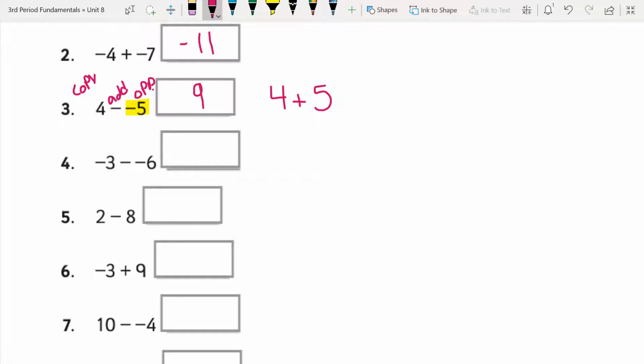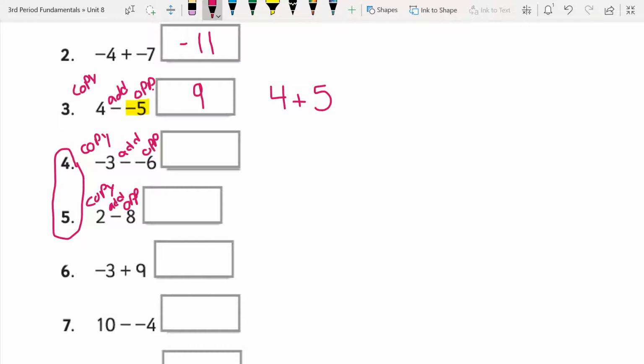I want you guys to pause the video, and I want you to try 4 and 5 because they are subtraction, and that means just copy, add the opposite for both of these problems. I want you to pause the video now and try them. Okay, let's see how this went.